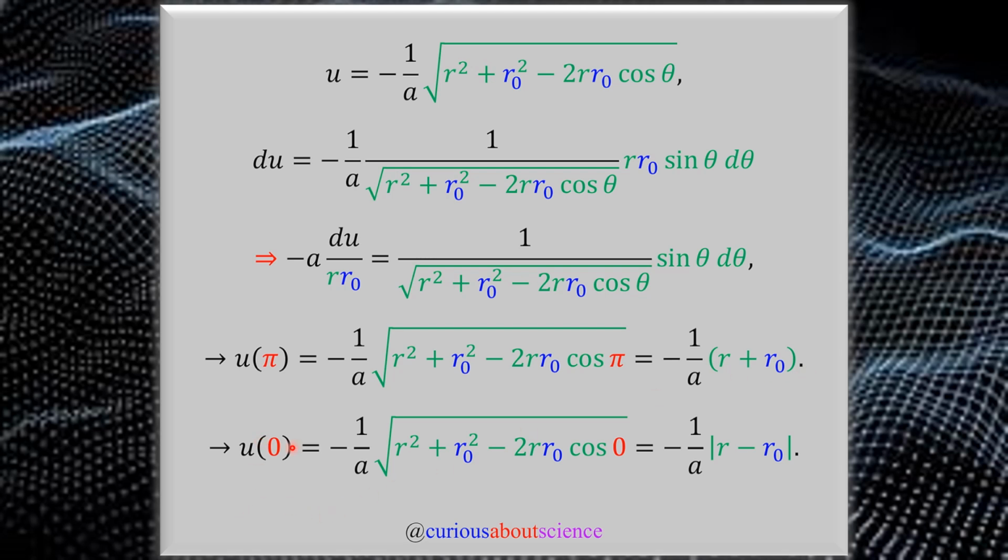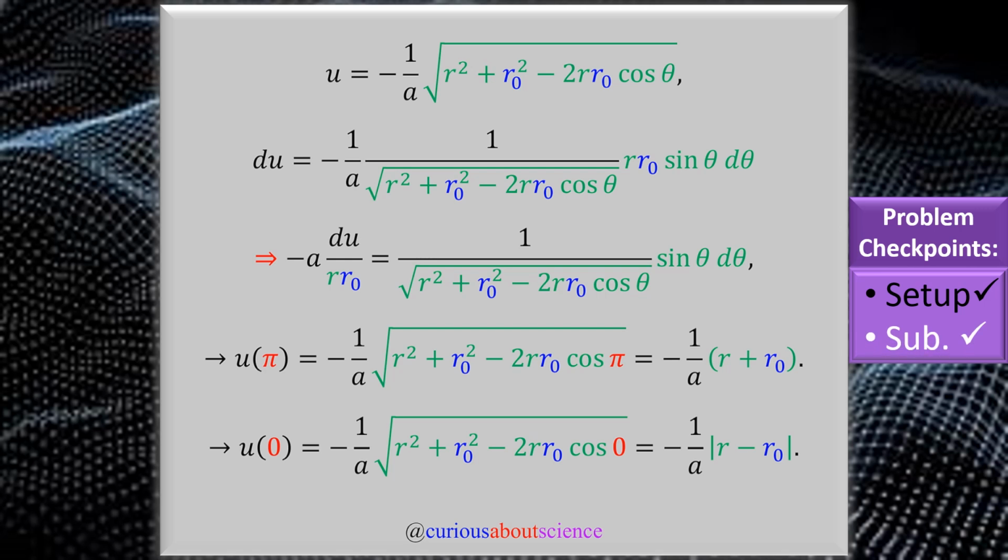Similarly, at theta equals 0, cosine of 0 gives us 1. So we do have a factorable form here, but because it's a difference, we need to use the fact that this is an absolute value. And that's what's going to make our lives slightly difficult here later. But nonetheless, we have completed the substitution for this step, and we're good to go.